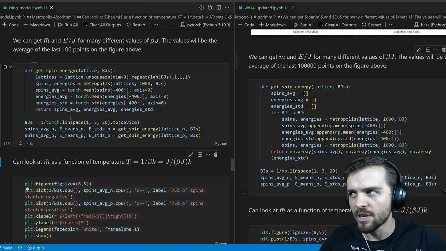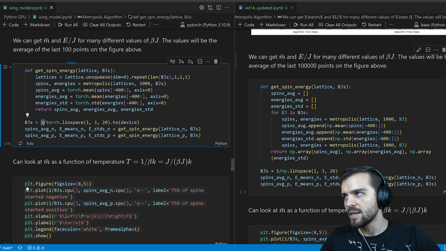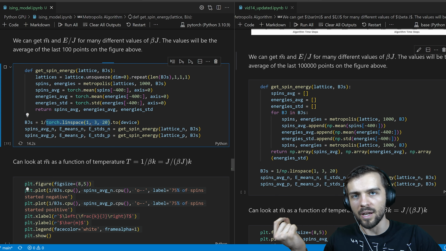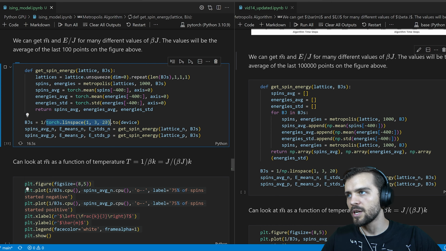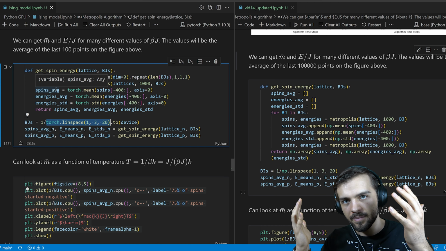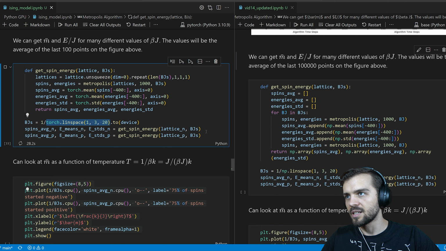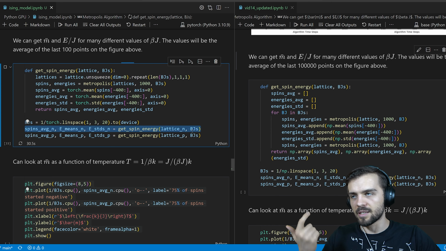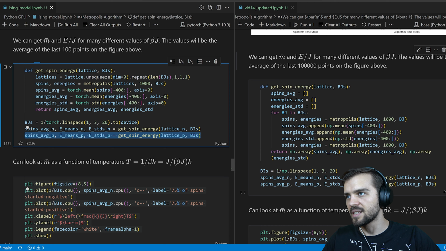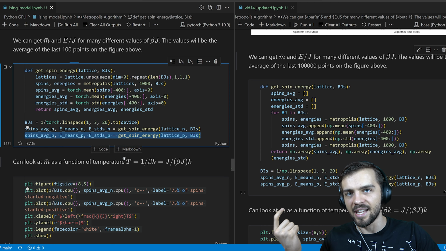This is a little bit confusing here, but remember that temperature is inversely related to beta J. So I do 1 divided by this linspace array here. So this is temperatures from 1 to 3. We're going to look at 20 different points here. And we'll find the dependence of the average spin versus the temperature for 75% pointing down, that's the first array here, and 75% pointing up, that's the second array here. So we're going to evaluate it for 20 different temperatures in each case.